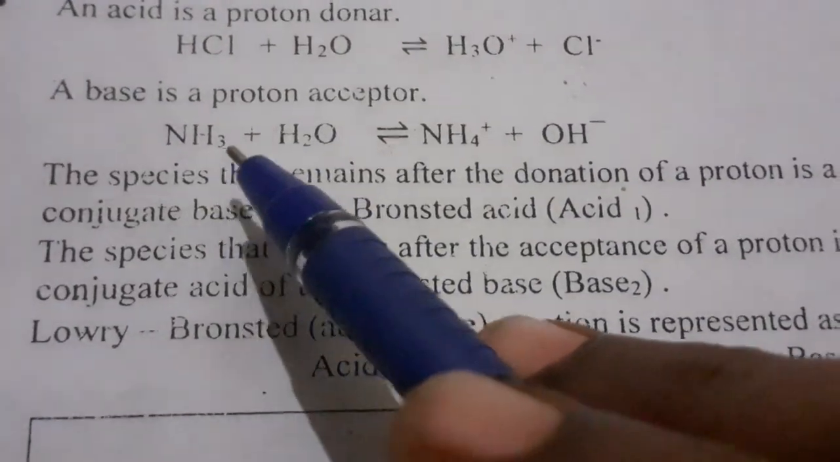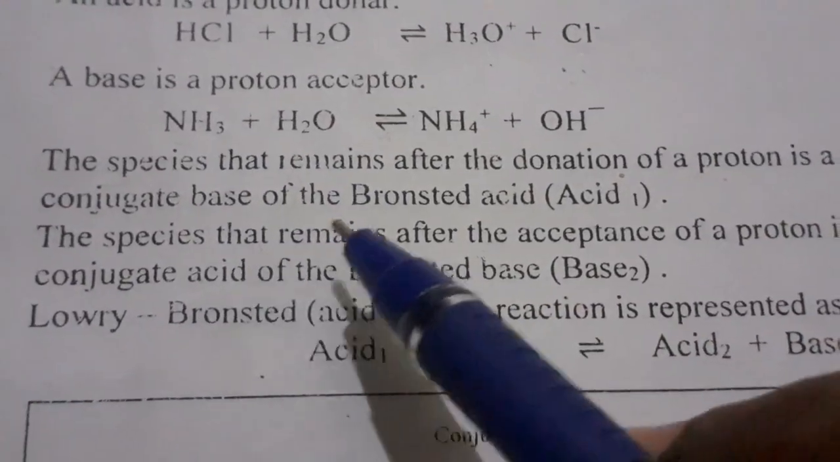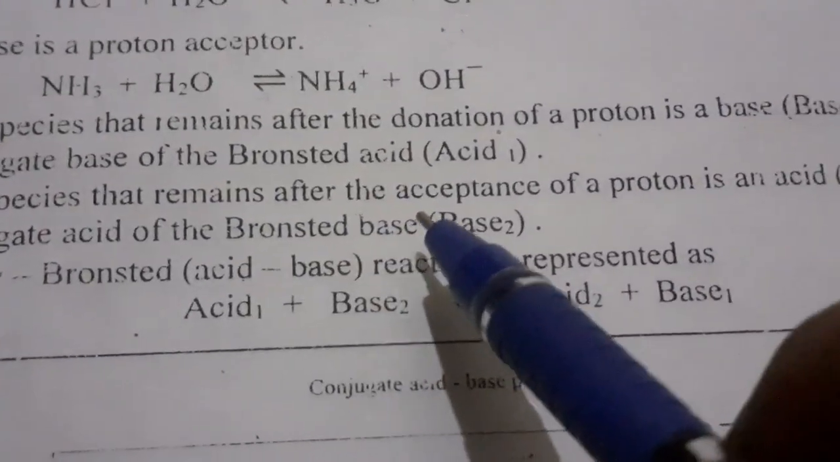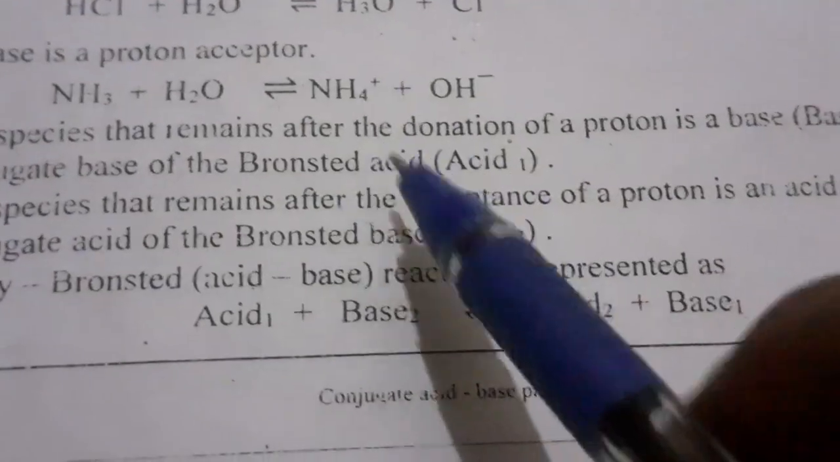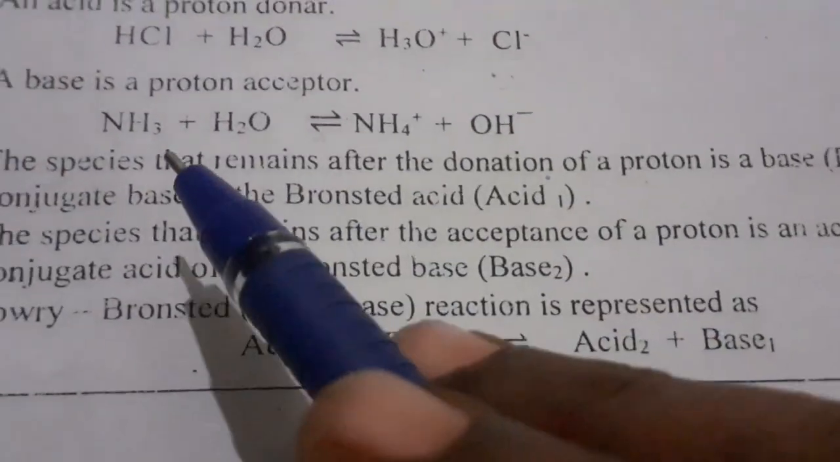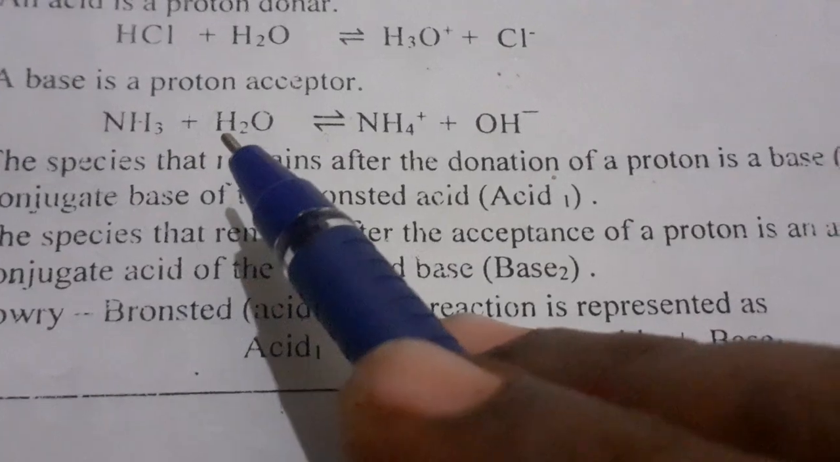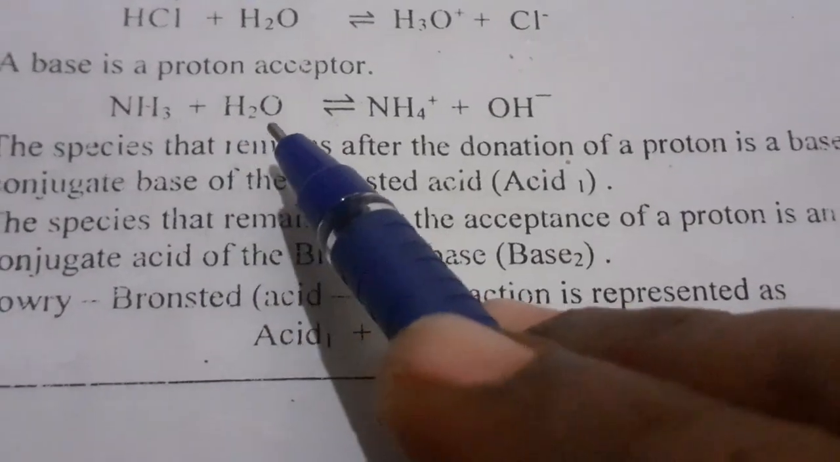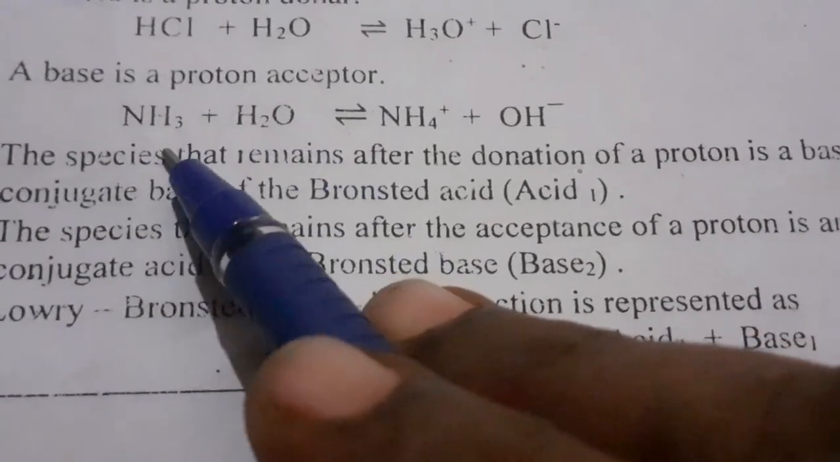Next, take ammonia. The species that remains after the acceptance of a proton is called an acid. So ammonia is a base. When ammonia accepts a H plus ion, okay, ammonia is a base.